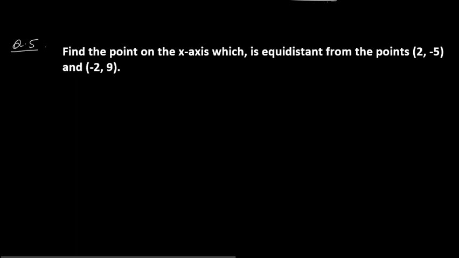Now let us see this fifth question. Question is find the point on the x-axis which is equidistant from the point 2, -5 and -2, 9. So we have to find the point on the x-axis which is equidistant from 2, -5 and -2, 9.